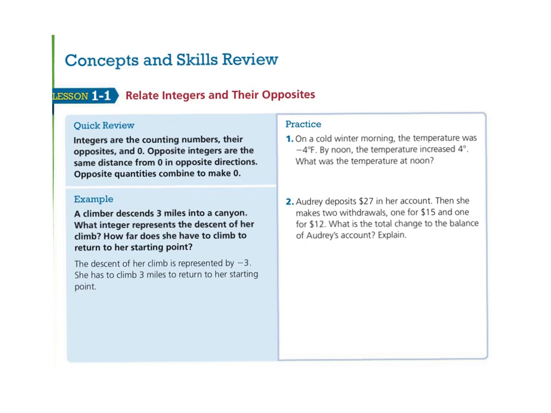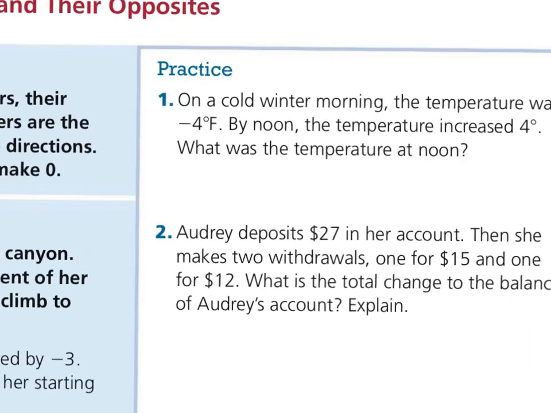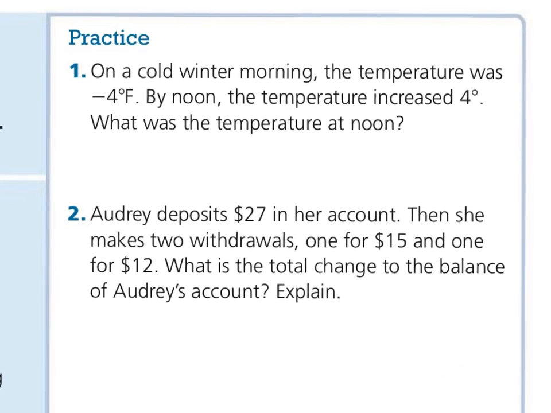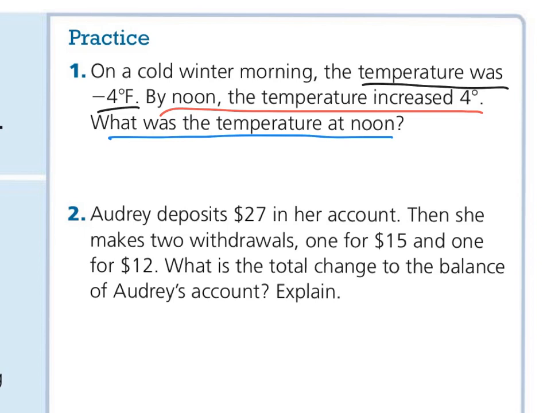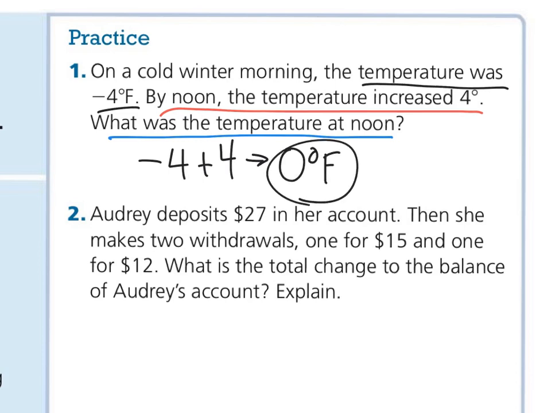Lesson 1 was on relating integers and their opposites. So if we look at number 1, on a cold winter morning, the temperature was -4 degrees Fahrenheit. By noon, the temperature increased 4 degrees. What was the temperature at noon? So it was -4, and then it increased by 4. That would be -4 plus 4. Those are opposites, and so when we add those together, we get 0. So that would be 0 degrees Fahrenheit at noon.